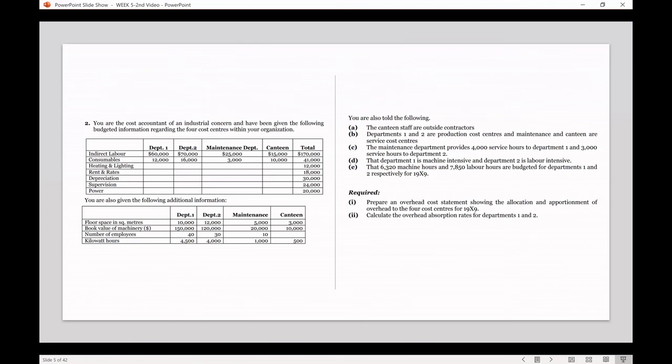So what this would mean, and I know I'm jumping the gun, but I just want to explain it a little bit, is that yes, these service cost centers within a business, and maintenance and canteen are not the only two. A very important one is HR, another is accounting, right? They provide essential service for the functioning of the business, so that production can actually produce to make revenue for the business.